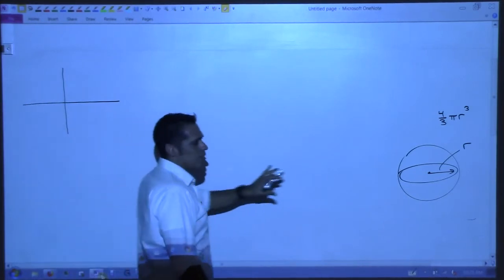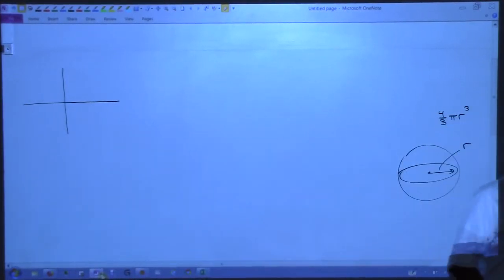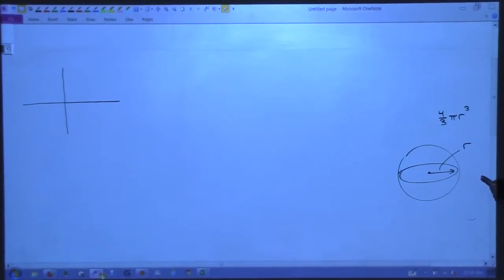can only do volumes right now by wrapping things around the x-axis, right? That's the formula I just gave you. So to create this sphere, you could take like a circle and like wrap it around the x-axis. Does that kind of make sense?